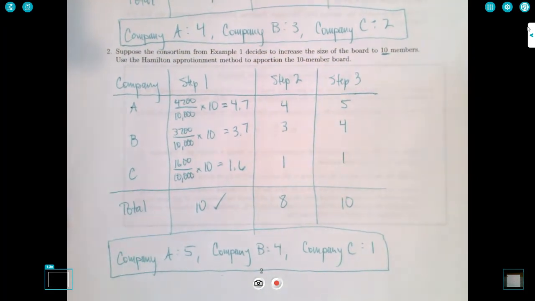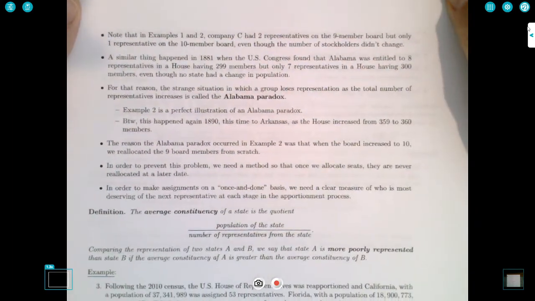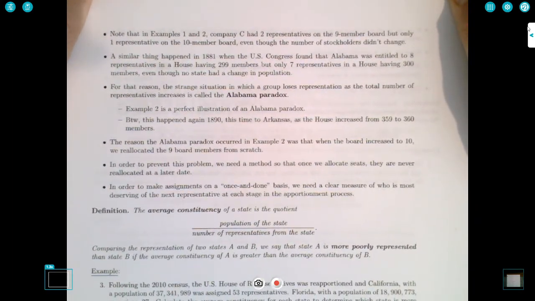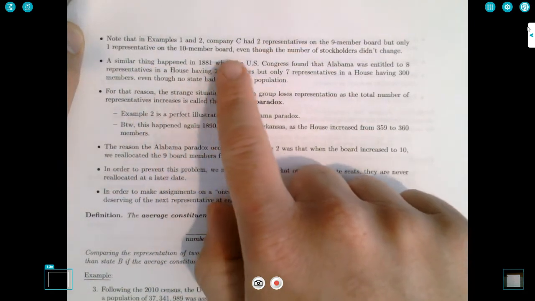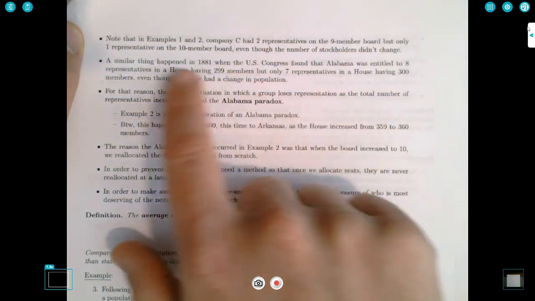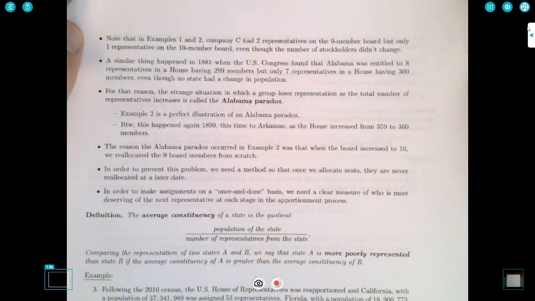It's just weird. It doesn't seem like if the board has more members on it that any of the companies should have a decrease in their number of representatives, right? That doesn't seem very fair. But that's something that can happen when you use that kind of naive sort of Hamilton approach. So note that in examples 1 and 2, company C had 2 representatives on the 9-member board, but only 1 representative on the 10-member board, even though the number of stockholders didn't change.